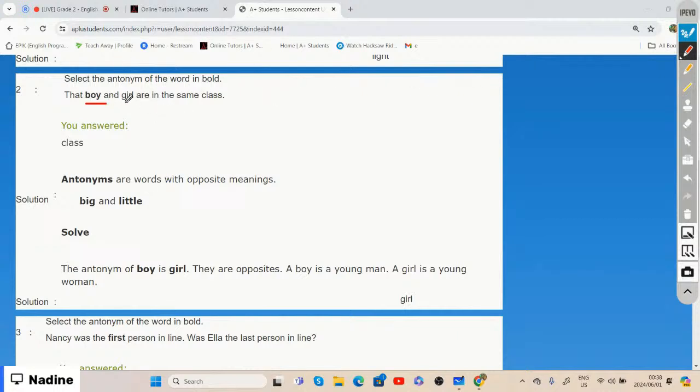So that boy and girl are in the same class. So we need to find the opposite of boy. What is the opposite of boy?